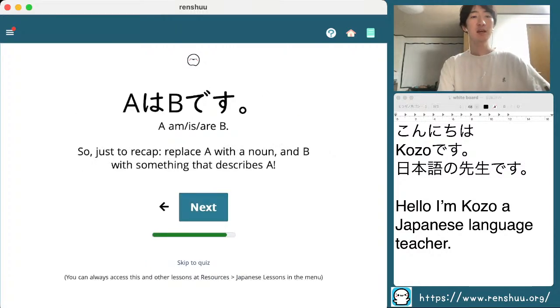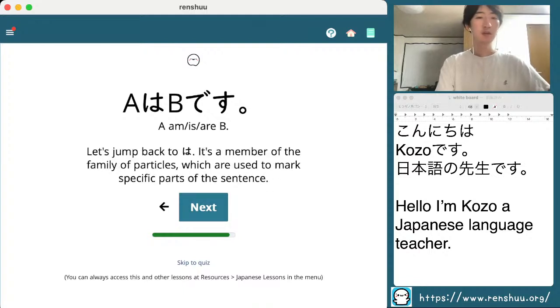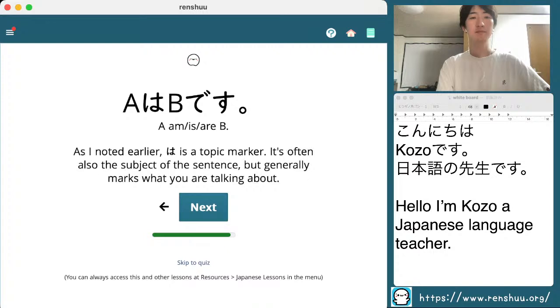A は B です。A is B. So just to recap, replace A with a noun and B with something that describes A. Wa is a member of the family of particles, which are used to mark specific parts of the sentence. Wa is a topic marker. It's often also the subject of the sentence, but generally it marks what you are talking about. If I'm going to talk about something, then you could put wa.